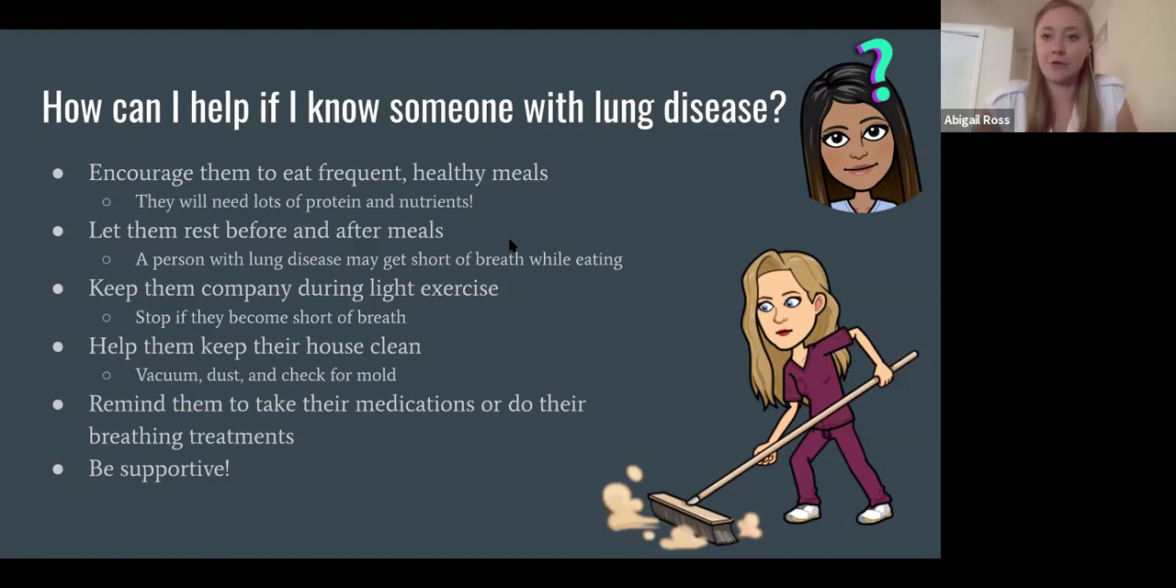It can be hard to live with a chronic lung condition. It can be hard to live with an acute lung disease. And so it's really important to be supportive, to stop moving if the person gets short of breath, and it's really important to be there for them.